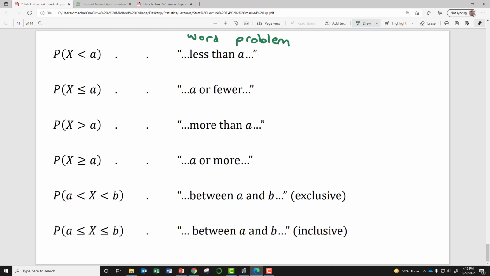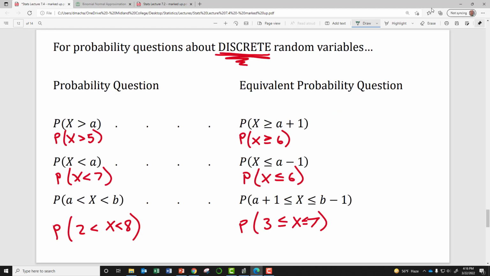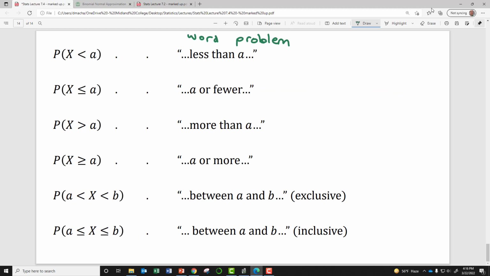Between a and b exclusive means you use these signs, and between a and b inclusive means you use those signs. And as long as you're being careful and you're referring to these tables at the end of your notes, you shouldn't be lured into making any mistakes.